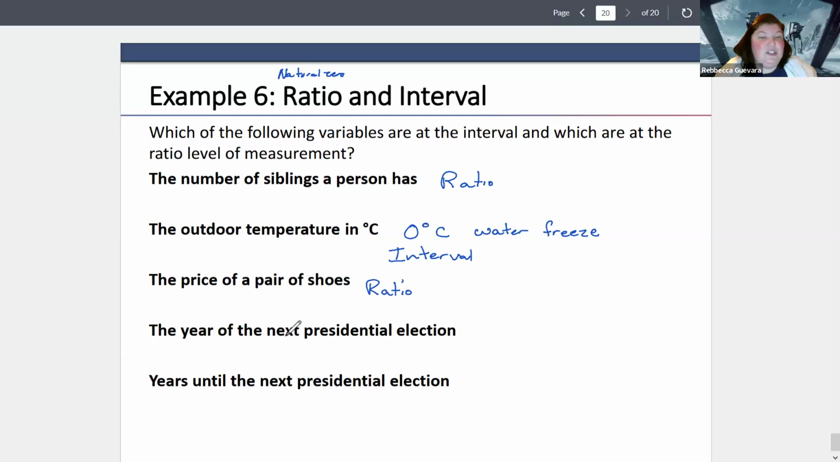Year of the next presidential election, in years until the next presidential election. So these are a little tricky here. So the next presidential election, let me see, what was that, 24? So our next one is going to be this year, 2028 will be the next presidential election. So if I'm measuring time in years, what was year 0? Is that where time ceased to exist?